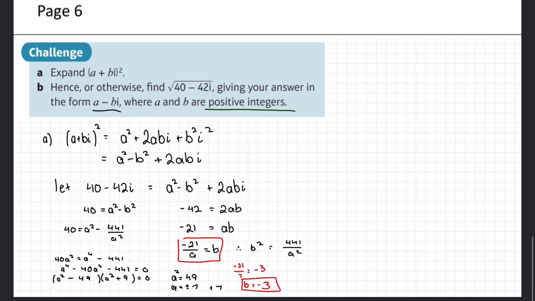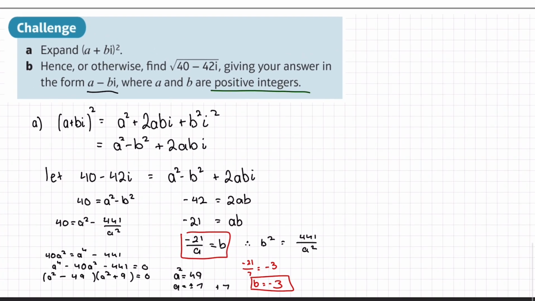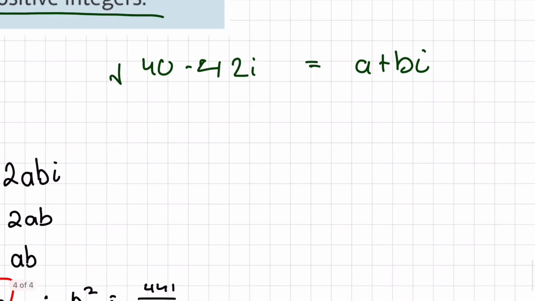So when we looked at it earlier and we said that 40 minus 42i, we can represent it as a plus bi. a is 7, b is minus 3. So the square root of this here equals the following, because the squared version gave us that. So the square root of it is the following, it equals 7 minus 3i, and there we are.